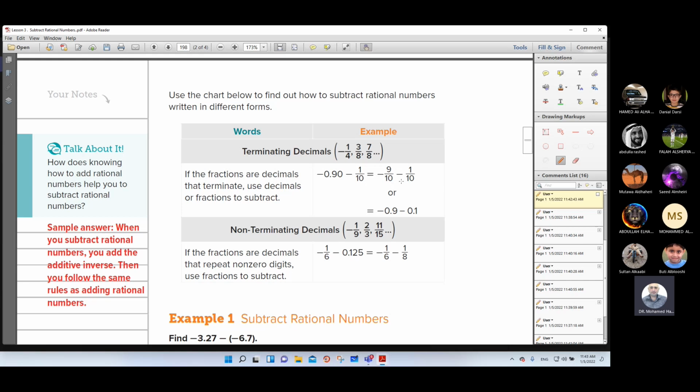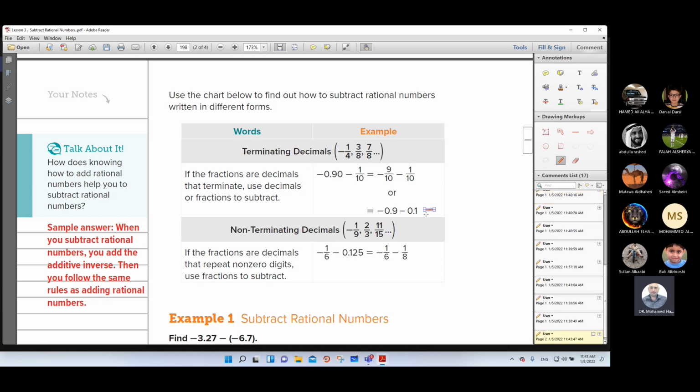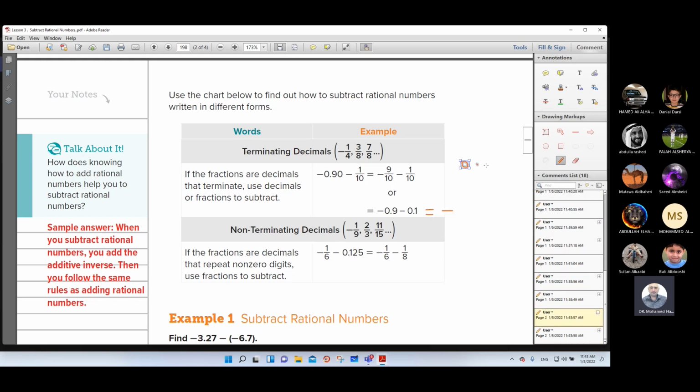So 0.9 you can write as negative 9 over 10. Here we have the same denominator, so you can do the subtraction directly. Here we have negative and here negative, the same sign. So the rule says, when you have the same sign, keep the same sign, then add. 0.9 plus 0.1: 9 plus 1 is 10. And here the point, and here 1. So the answer will be negative 1.